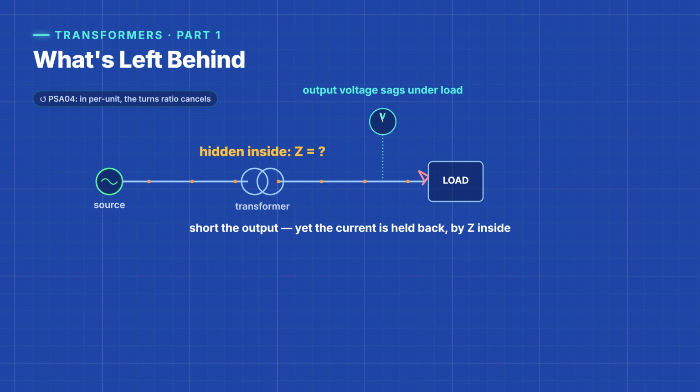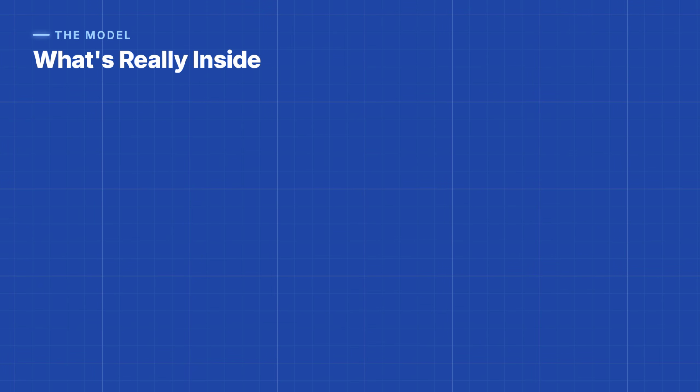So how big is it? And how do we model it and drop it into our per-unit network? Let's open it up. Here's what's really inside. Start with an ideal transformer. Just the turns ratio, 1-to-n, no losses at all.